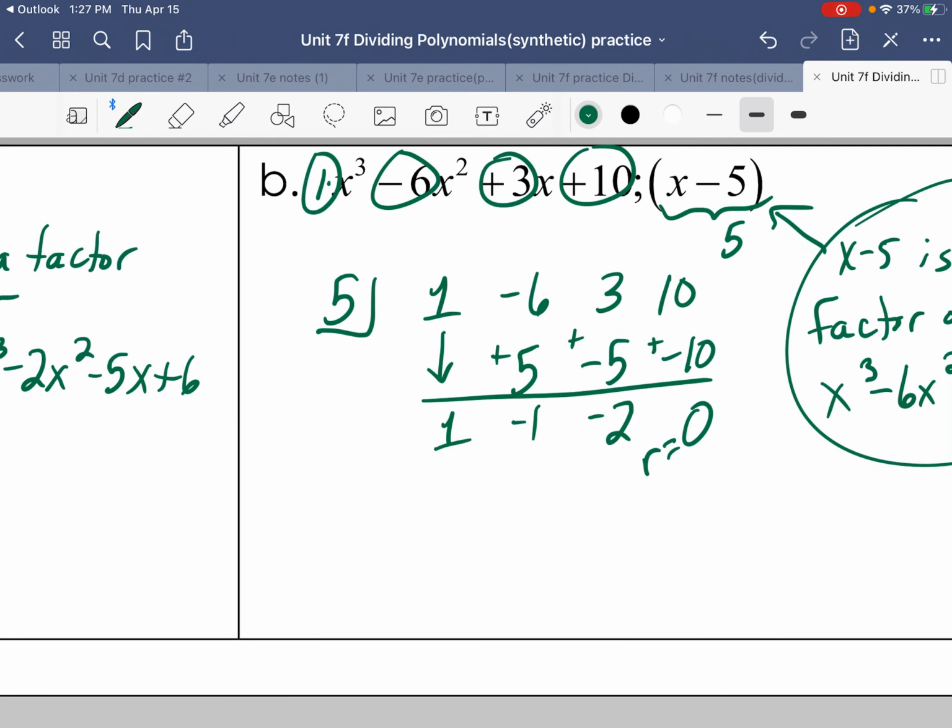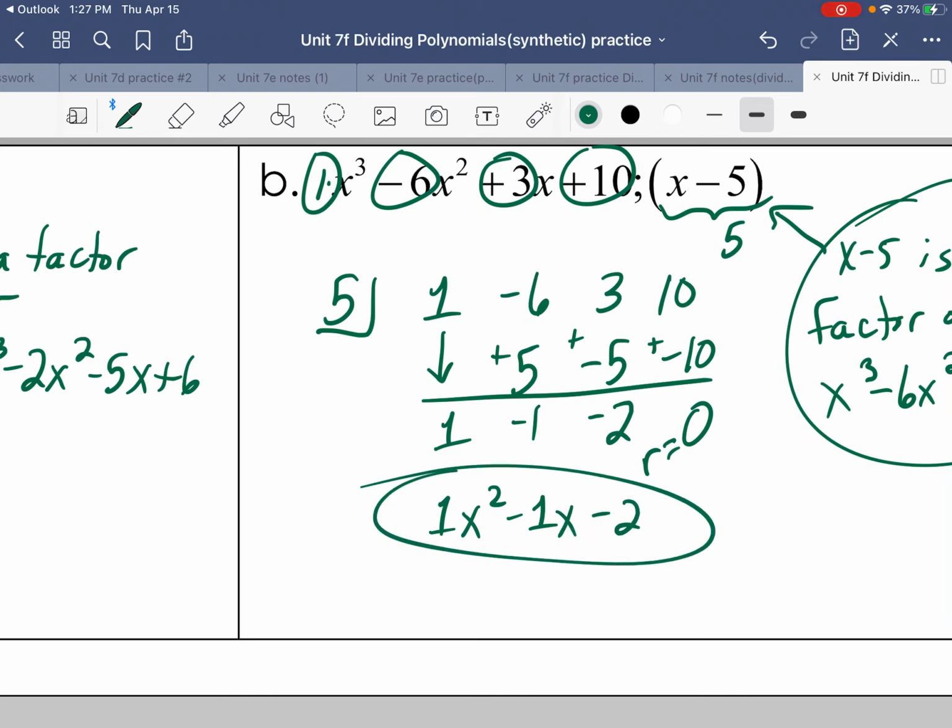And you can actually see, once you divide it out, you have 1 x squared left, minus 1 x, minus 2. That is what happens once you divide x minus 5 out. The other factor is x squared minus 1x minus 2.